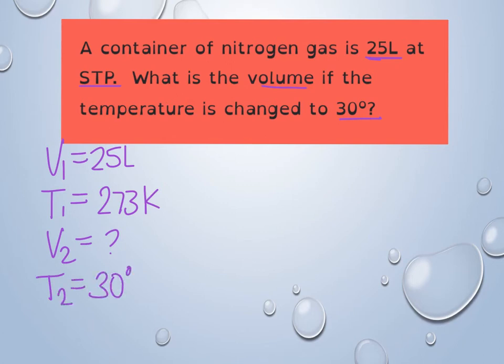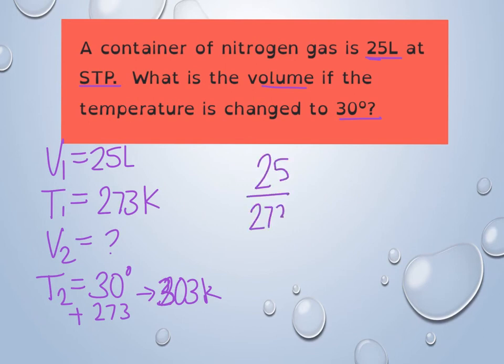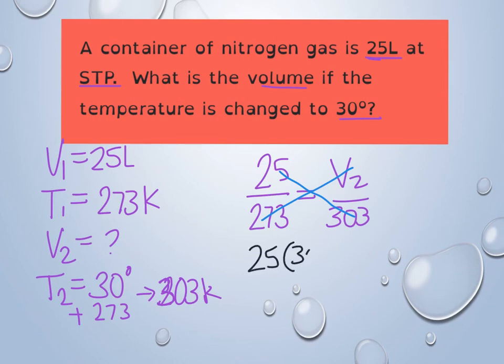So we have to change that by adding 273, and so we get 303 Kelvin. Okay, so as we plug these in, you have 25 over 273 equals V2 over 303. Now, when you're solving these, you're going to want to cross multiply. So what we are going to end up doing is taking the 25 times the 303, and that will equal to the 273 times our V2.